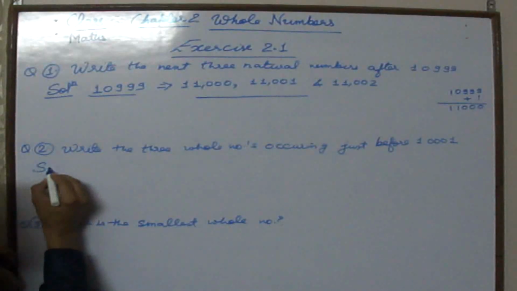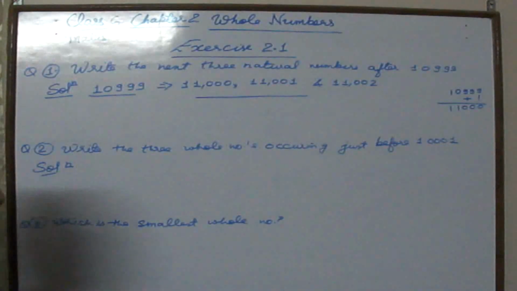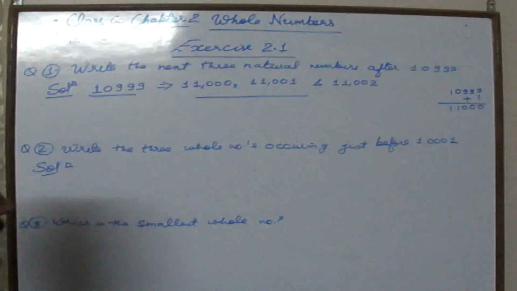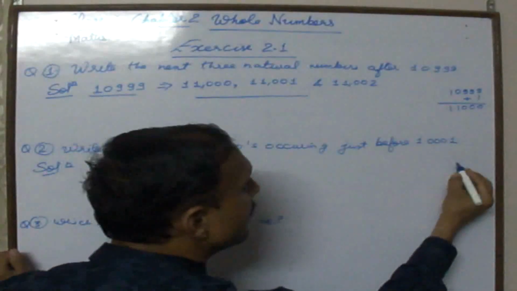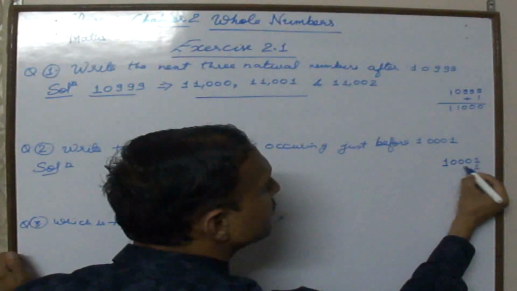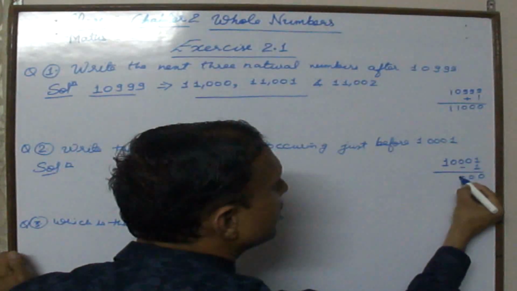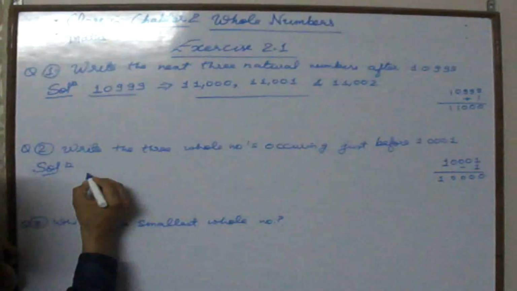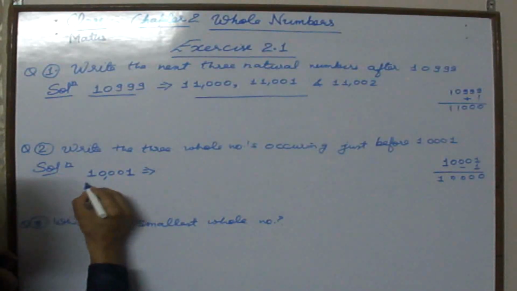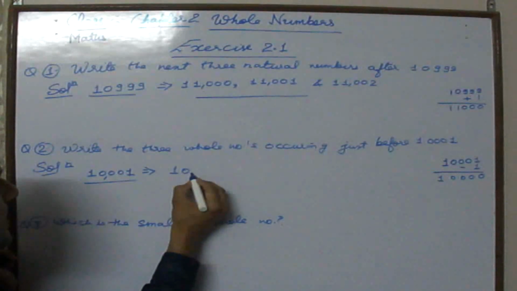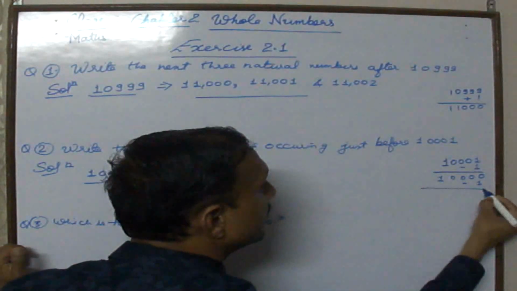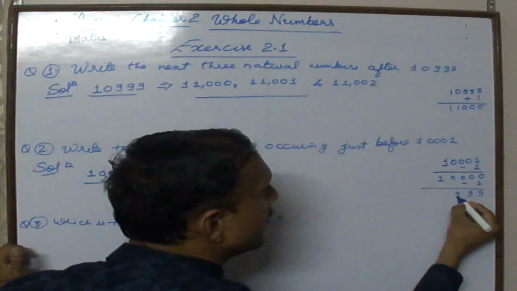Now question number 2: write the three whole numbers just before this number. We have to write three numbers which come before this number. If you are facing any difficulty, then you can simply subtract 1. So let's subtract. What will we get? 10,000. The first one we are getting is 10,000. And if you are facing difficulty again, you can subtract one more here. 10 minus 1 is 9, 9, 9, 9.